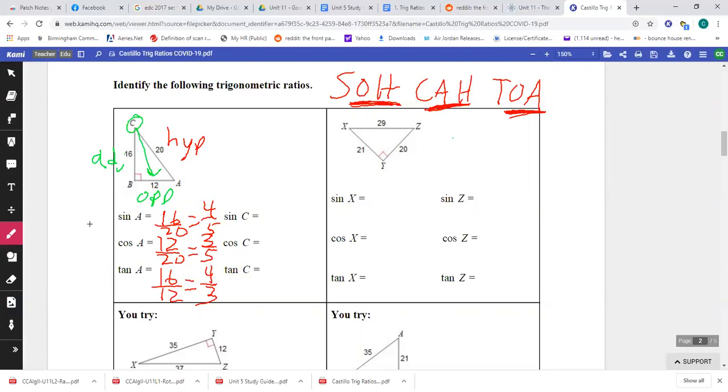So the sine of C is opposite over hypotenuse, right? So this is going to be 12 over 20. I divide by 4. That's 3/5. Cosine of C is 16 over 20. Divide by 4. That's 4/5. Tangent of C is opposite over adjacent. That's 12 over 16. Divide by 4. That's 3/4. Okay.